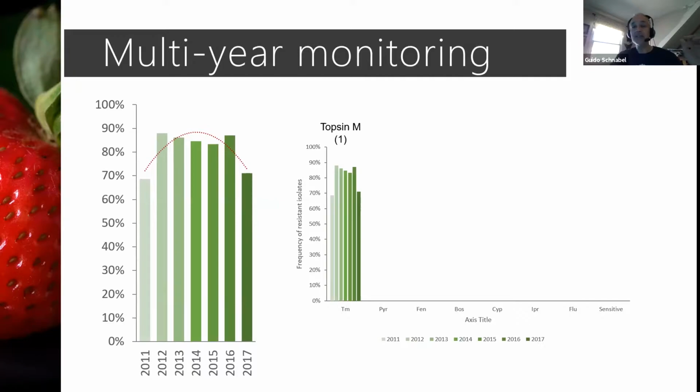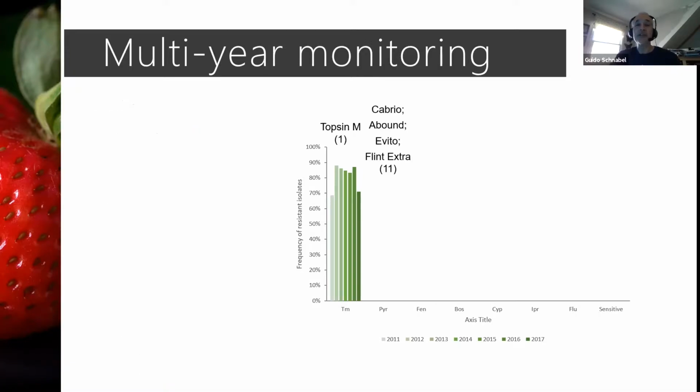And that level of resistance remained at a very high level over the years that we did the monitoring. So a lot of resistance is out there to FRAC 1. There's also a lot of resistance out there to FRAC 11, and those are represented by Cabrio, Abound, Evito, and Flint Extra.